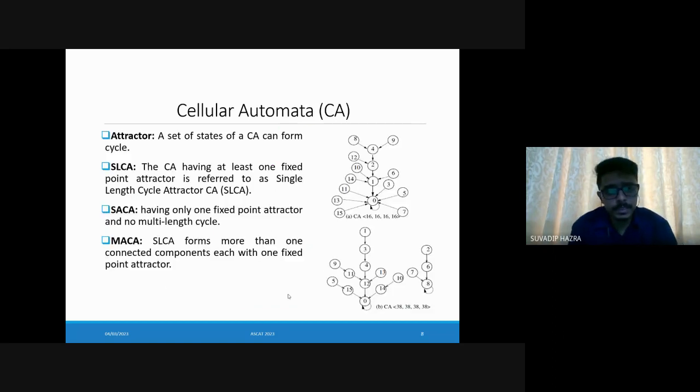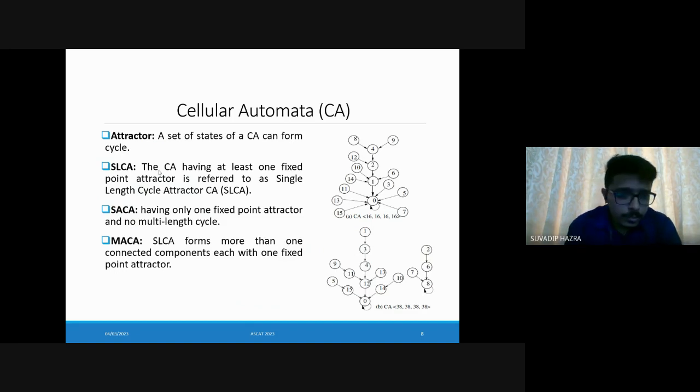In the state transition behavior, a set of states will create a cycle. That is known as an attractor. For a uniform CA configured with rule 16, 0 is the attractor state. And depending on the attractor, if there is at least one fixed-point attractor, then it is known as a single length cycle attractor CA, SLCA. For an SLCA, a multi-length attractor may or may not be present.